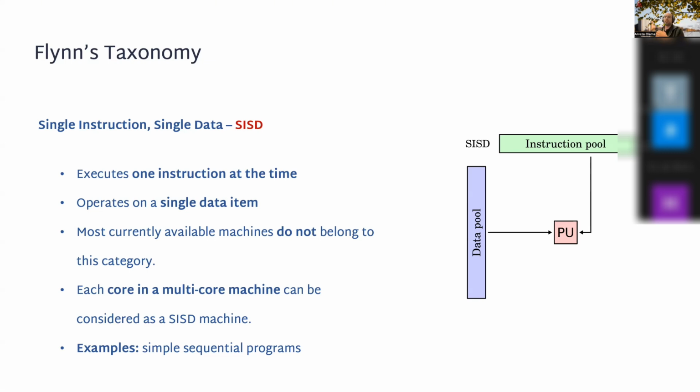However, most of the currently available machines do not belong to this category, because now we are in the era of multi-core machines. But in a multi-core machine, we can still have this SISD machine in each core. For example, you can write very simple sequential programs using this SISD machine. So it's kind of traditional, and it is quite an old architecture.